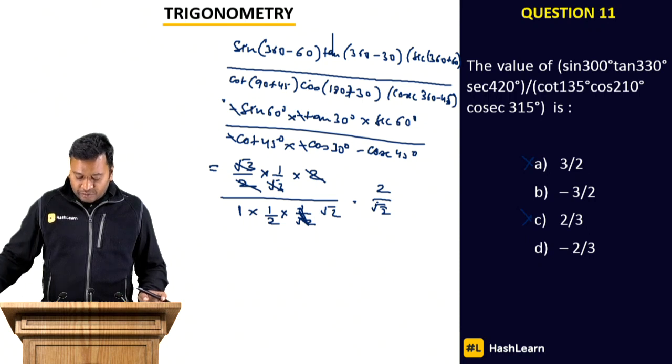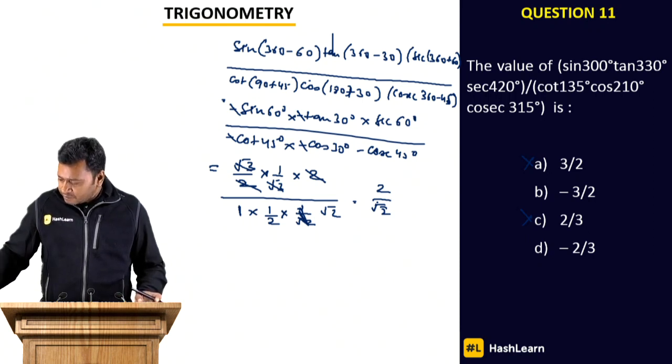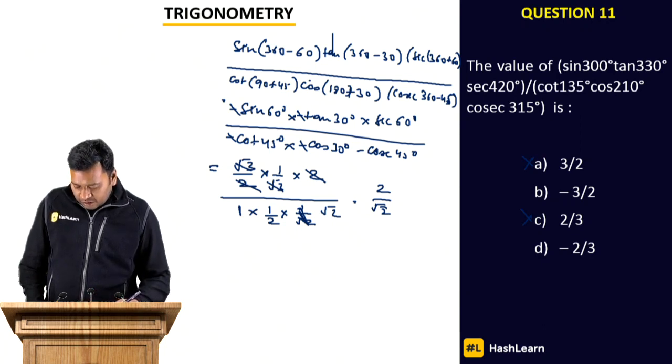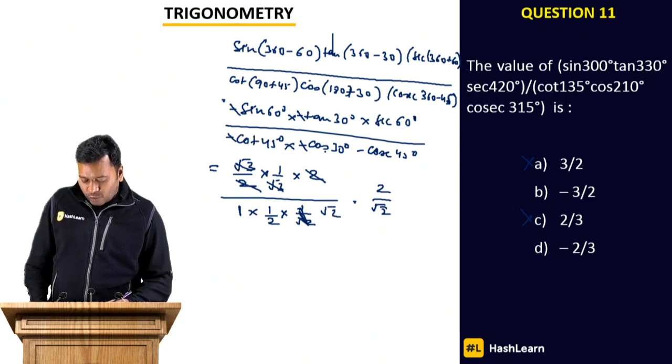So sin 360 minus 60, right? So sin 360 minus 60. So I have taken sin 60 as a value, right? Then 30 will be possible according to this. Then sec 60, 360 plus 60, right? That's correct. Then cot 45 is correct here. Then cos 30, 180 plus 30, right? It's correct. So that means cos 180 plus 30, right? That's correct here.